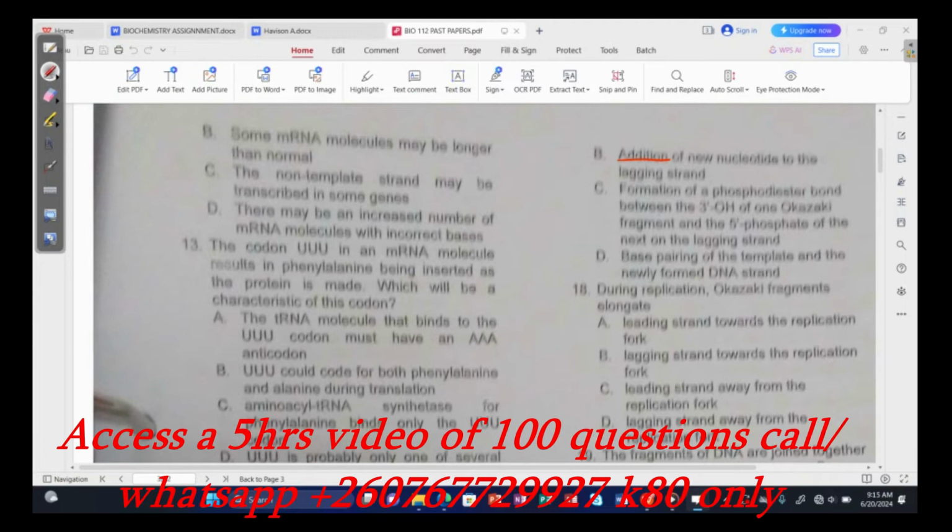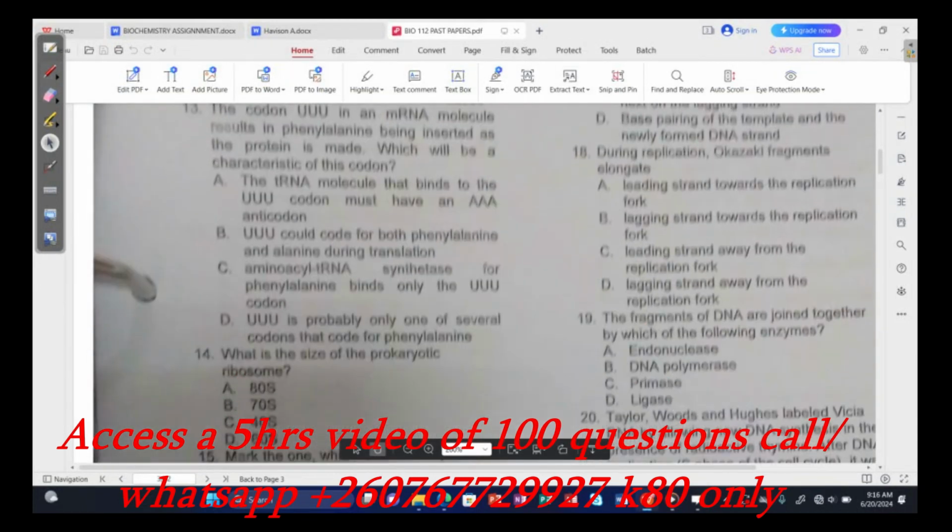C is saying formation of a phosphodiester bond between the 3' hydroxyl group of one Okazaki fragment and the 5' phosphate group of the next on the lagging strand. So this is what I was just explaining. Then D is saying base pairing of the template and the newly formed DNA. It doesn't pair bases between the template and the newly formed DNA. Its function is only to join the Okazaki fragments through a phosphodiester bond. So the correct answer is option C.